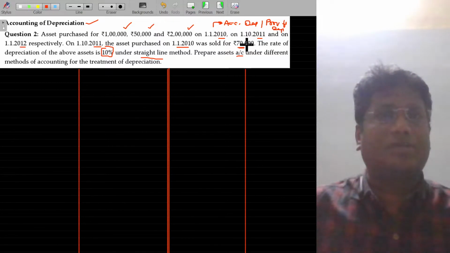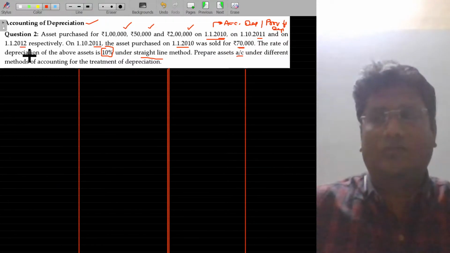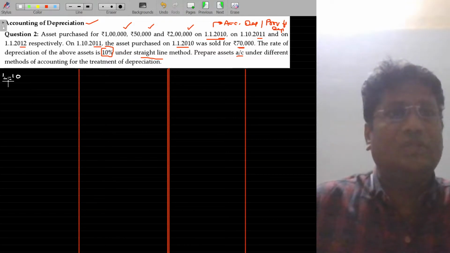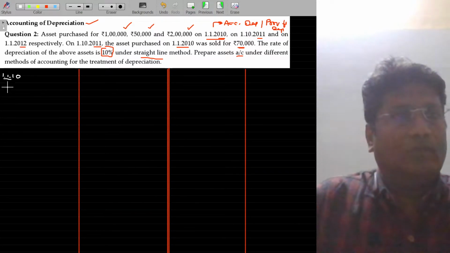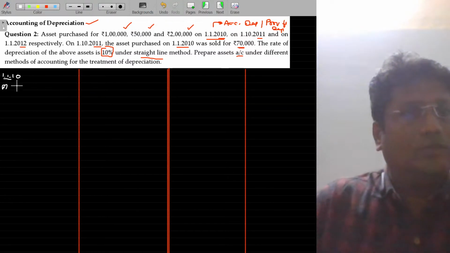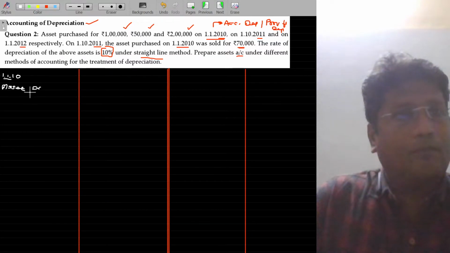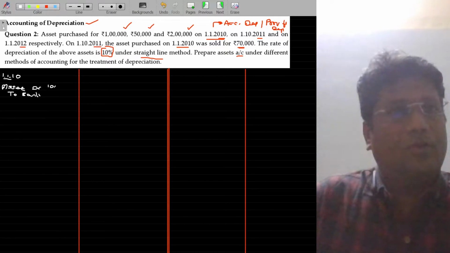Let me solve this illustration. On 1/1/2010, the asset was purchased for rupees 1 lakh. What is the journal entry for purchasing of the asset? Asset account debit to bank, the value being 1 lakh.